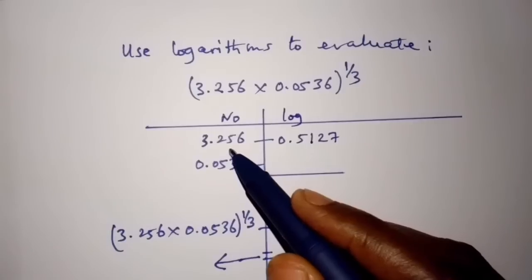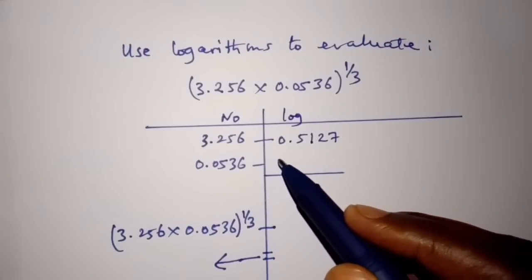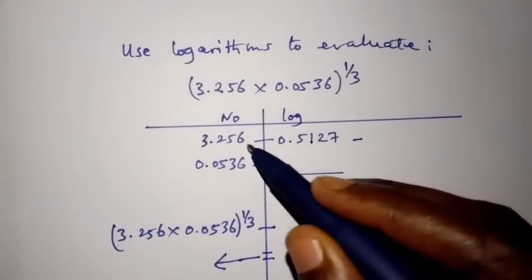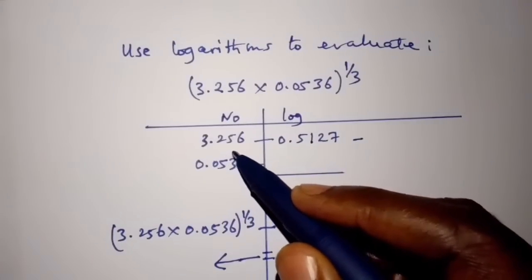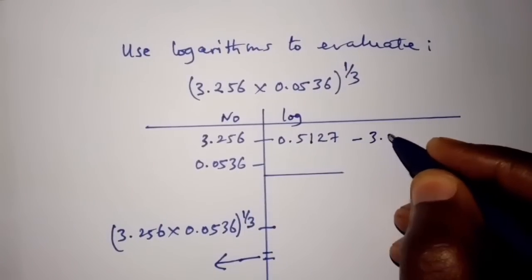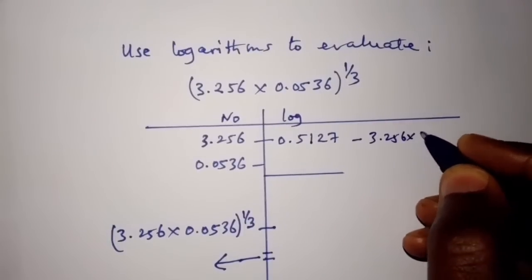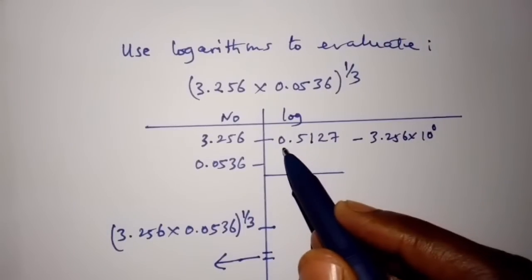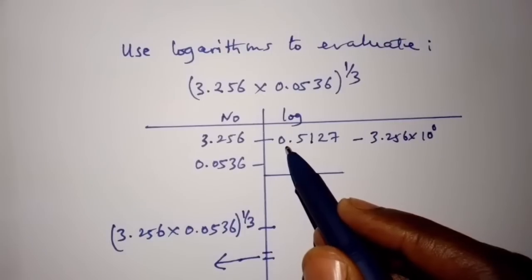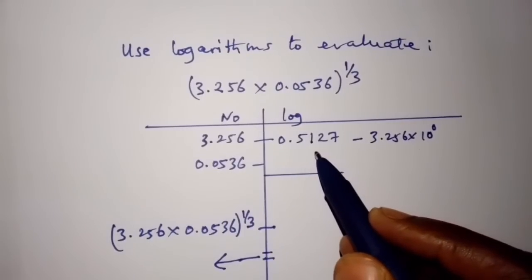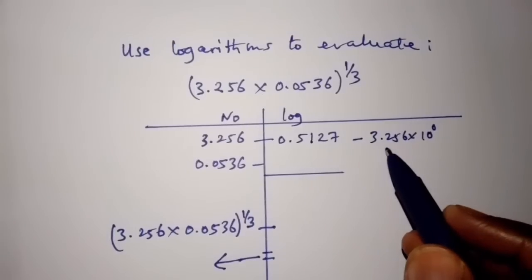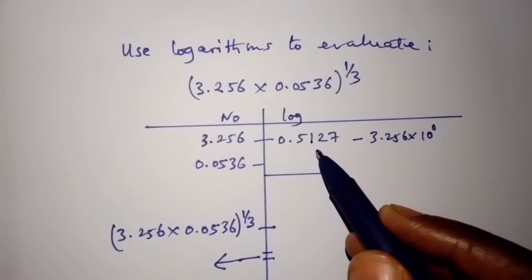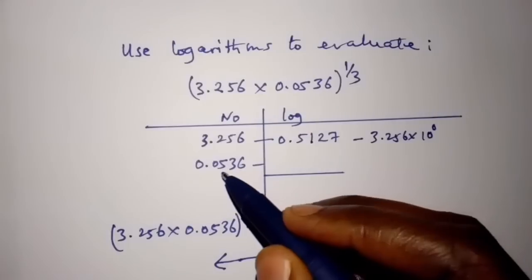From the log table, the log of 3.256 is 0.5127. The standard form of 3.256 is 3.256 times 10 power 0. This 0 is what is here, we put that 0 here. Then we go to the log table to find the log of 3.256, which is 0.5127.